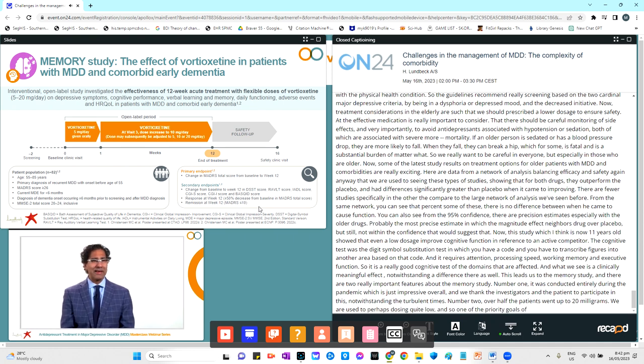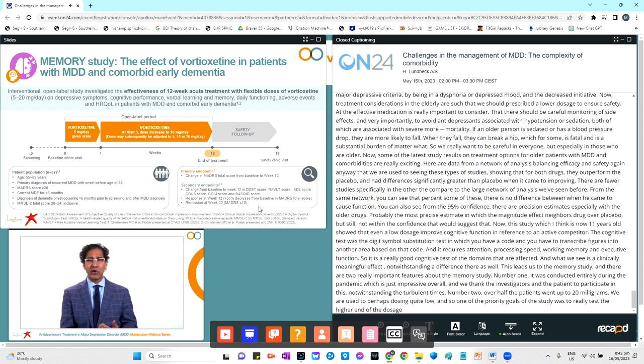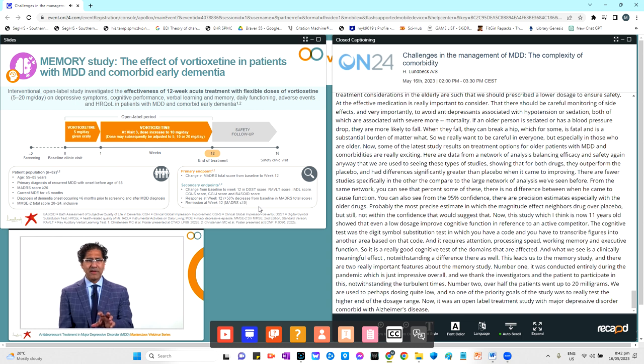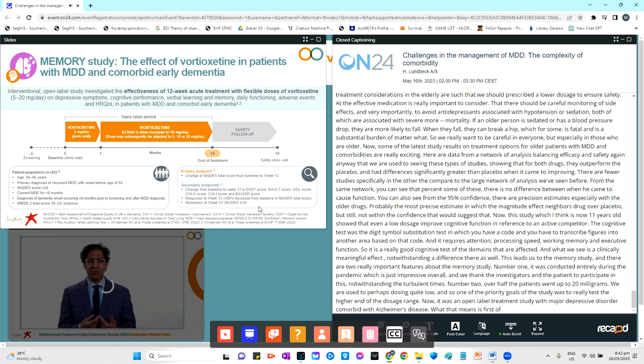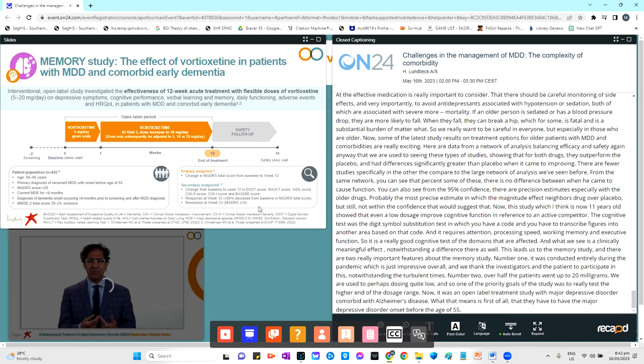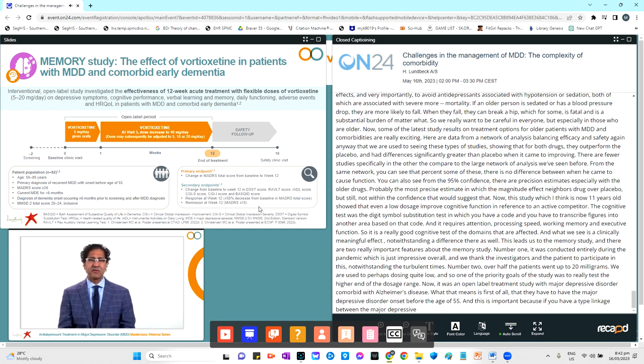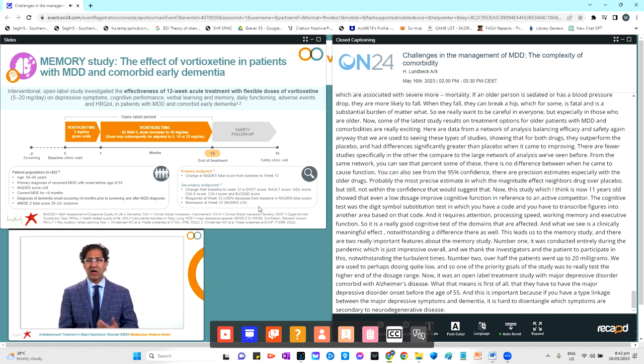Now, it was an open label treatment study with vortioxetine in major depressive disorder comorbid with Alzheimer's disease. What that means is major depressive disorder onset, and this is important, because if you have a tight link and tangle, which symptoms are secondary to neurodegenerative disease? So in this case, it's clear that these are major depressive episodes and that required treatment.